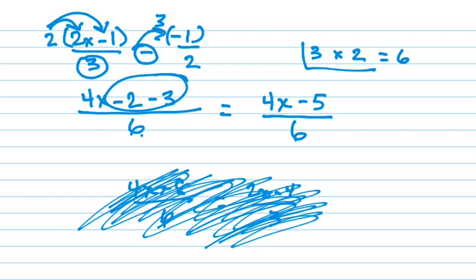Okay, so what page did we work on? 24. And we did the even ones. So that means your homework is the odds. There you go.